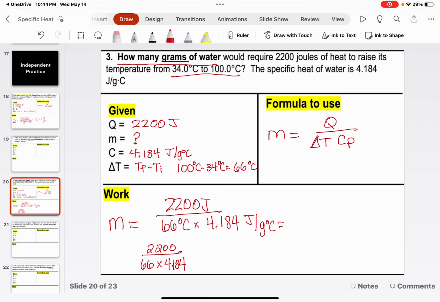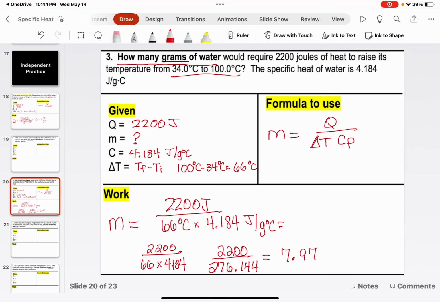That's going to give me 276.144. And obviously I have the 2,200. So now I can divide the top by the bottom. So 2,200 divided by 276.144. And that's going to give me 7.966, so that rounds to 7.97.